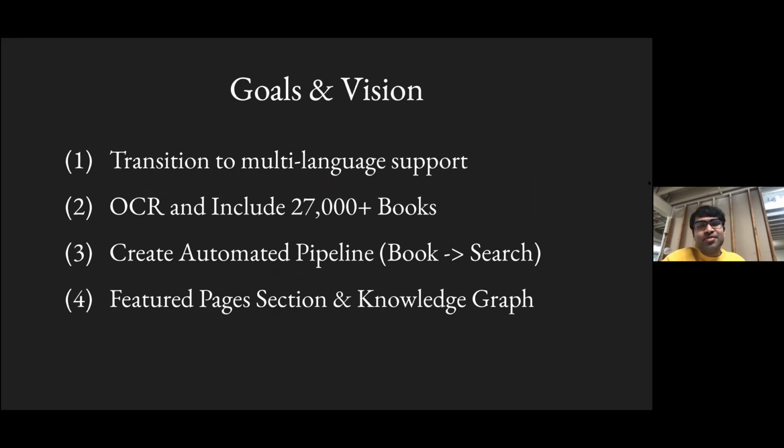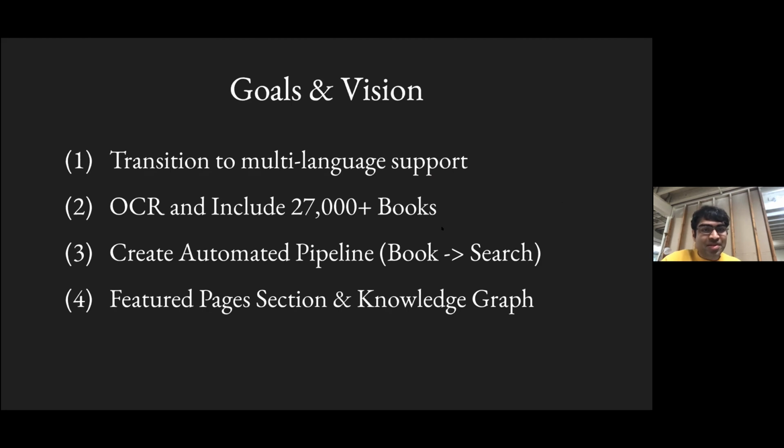So some goals and visions I have are the transition to multi-language support. Currently you can't really type anything in Hindi or Gujarati, basically no results come up. That's definitely not where we want to go, because most of the content is not actually in English. So we definitely need some functionality for that to work, and that's going to involve basically migrating the entire search engine to something else.